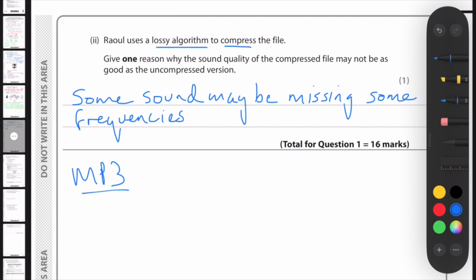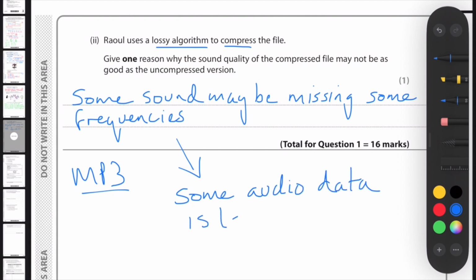You see, what generally happens is the sounds that the human ear cannot hear, we remove. So only like sounds that dogs can hear, we'd remove those sounds. But generally speaking, it wouldn't matter. So basically, an easier way of writing that would be some audio data is lost. Okay, that's basically it. Some sound may be missing some frequencies, or some audio data is lost. Easy as that. It's only 1 mark.